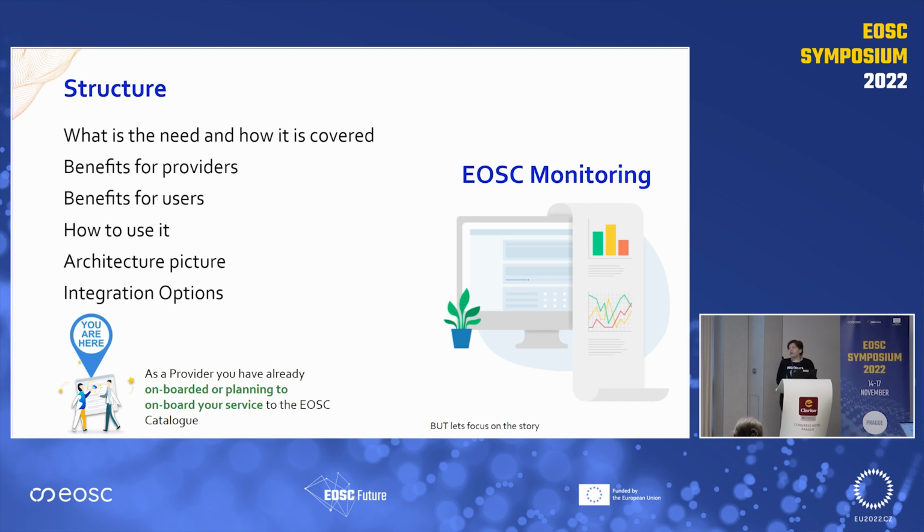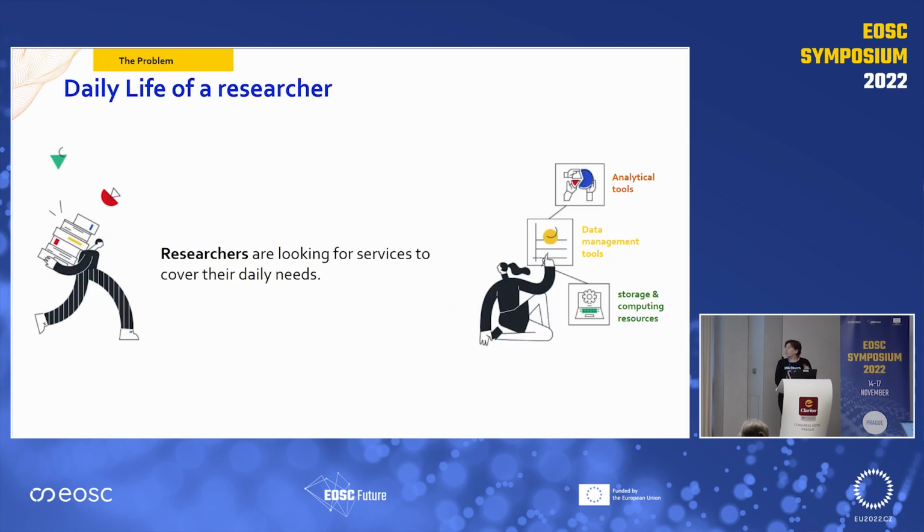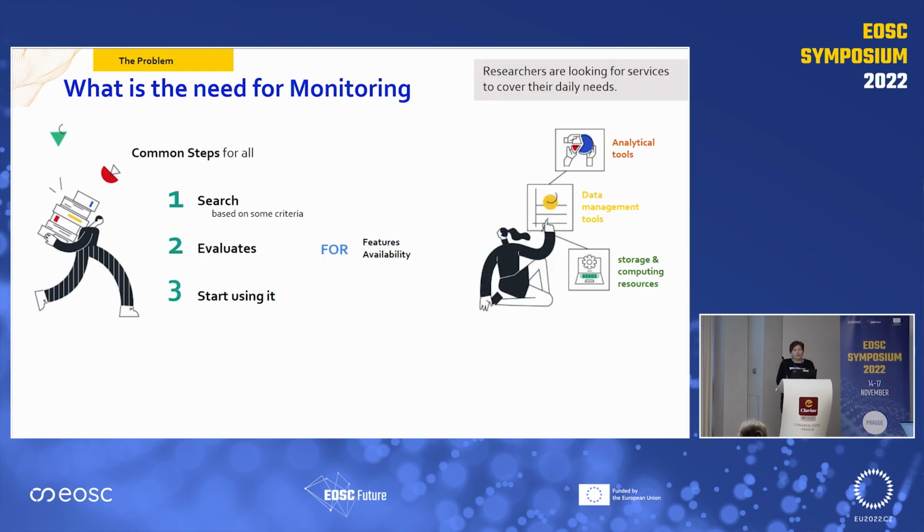We're referring to providers that have already been onboarded or are planning to onboard to the EOSC catalog. Before we start, I have put a few slides with the main problem we want to cover, and it's the daily life of a researcher, who is looking for services to cover their daily needs. The main step they follow is to search for a service based on some criteria.